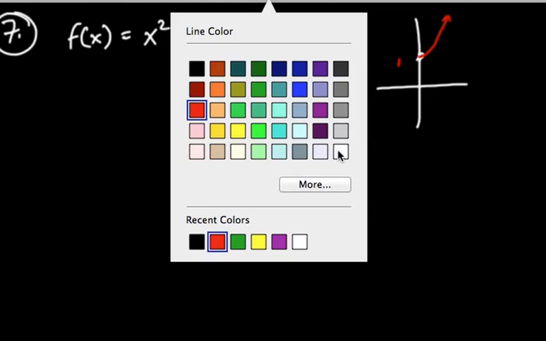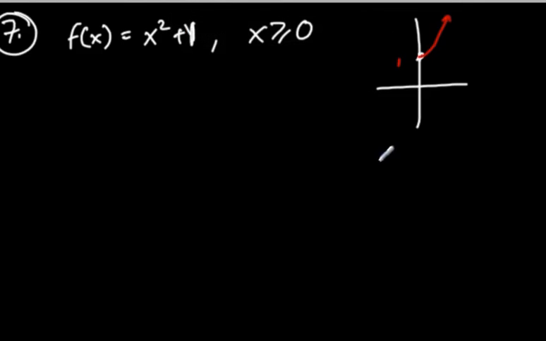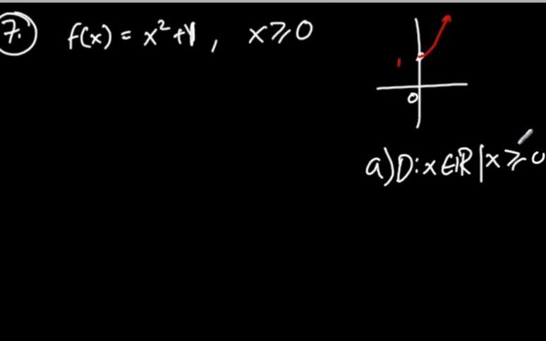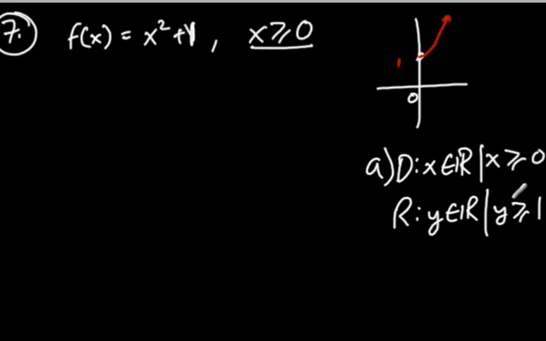So if I want to get my domain and range, the domain is x is an element of reals, and x has to be greater than or equal to 0, because x starts from here. That's what they pretty much told me right there. And the range has to be y is an element of reals, and y starts at 1 and goes forward, so y has to be greater than or equal to 1. All right, so that's your domain and range.